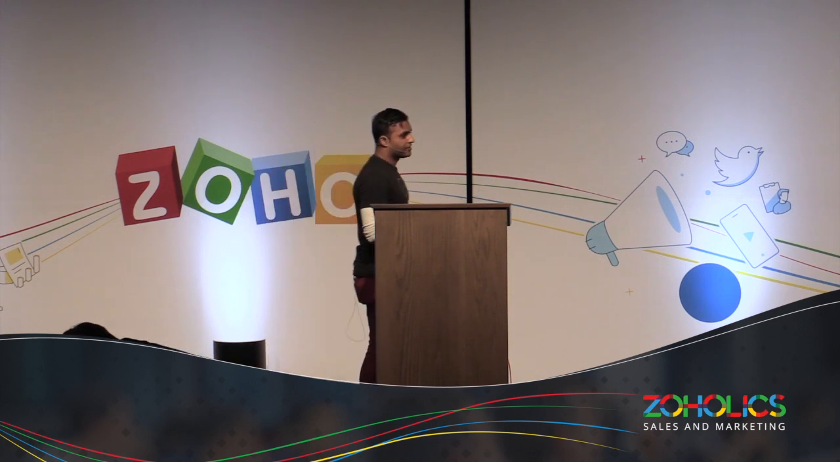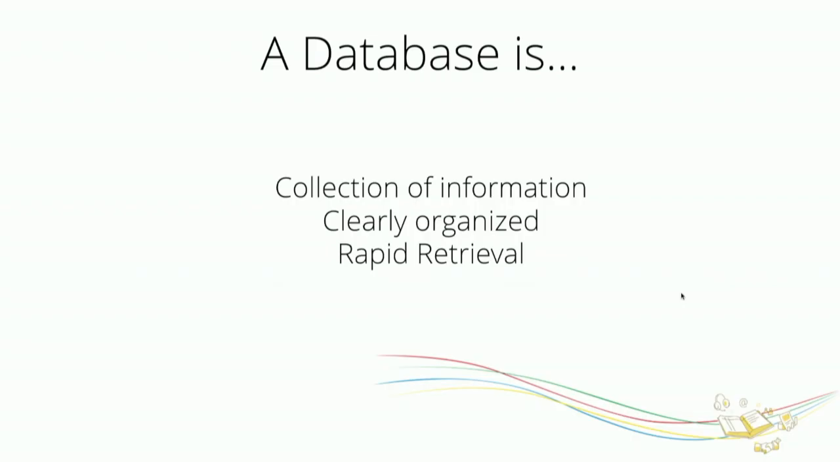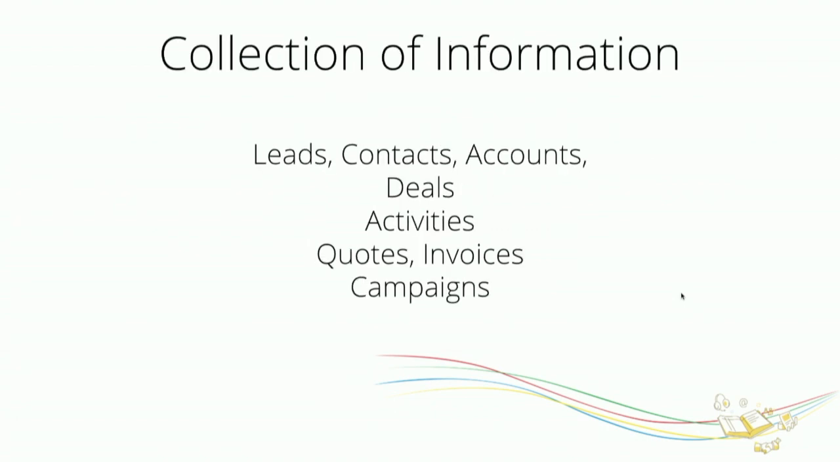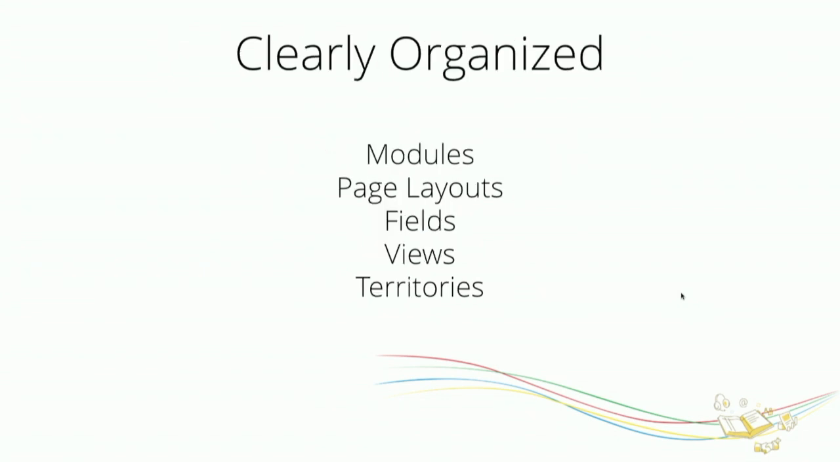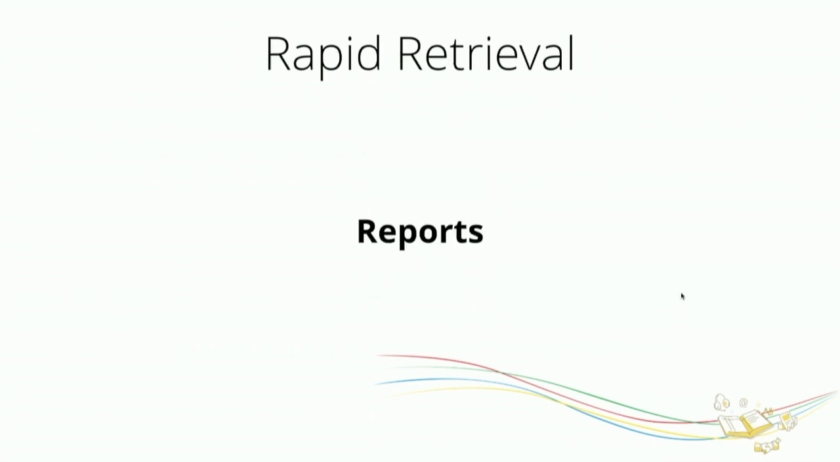So once you get into that mindset, think of everything as a table, the reporting concept is quite easy to understand. So a database is just a collection of information. What makes it unique is that it's clearly organized. You can do views and filters and territories and custom fields, and then, of course, you can pull that information really, really quickly. So what I mean by a collection of information is those tables: leads, contacts, activities, accounts, deals, quotes, invoices, campaigns, and every single custom module that you have. It's clearly organized by what we call on the front end the modules, the page layouts, the views, the fields, etc.